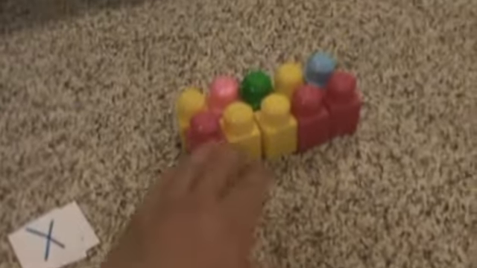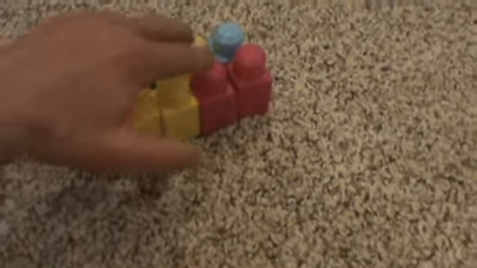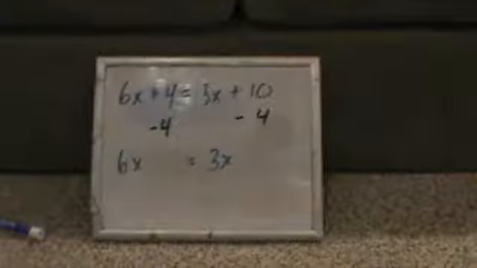Over here we needed 3x, 1, 2, and 3. And then we have our constants. We're adding a positive 10, or adding 10: 2, 4, 6, 8, 10. So our equation is set up on the board and with our building blocks and our variable pieces. Remember, this is going to represent our equal sign.